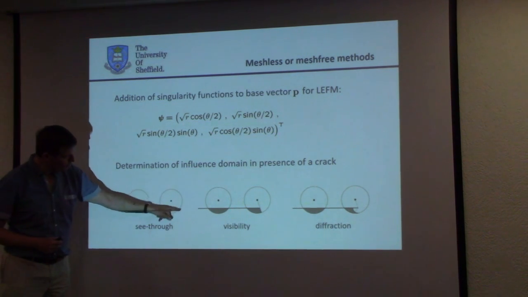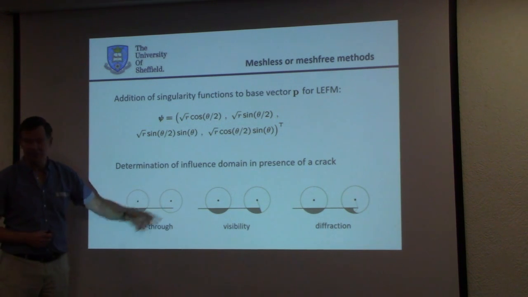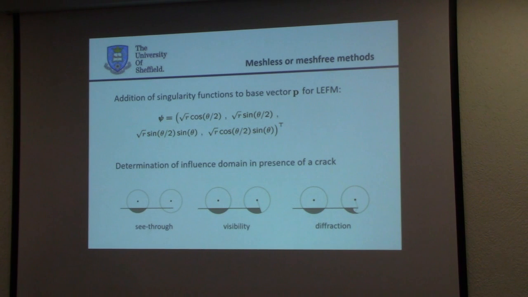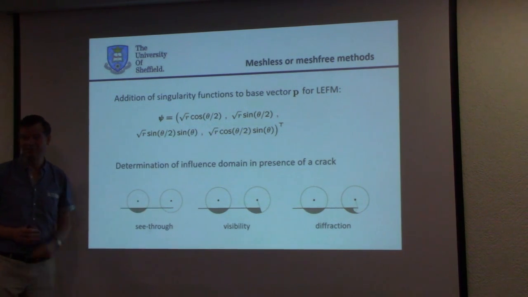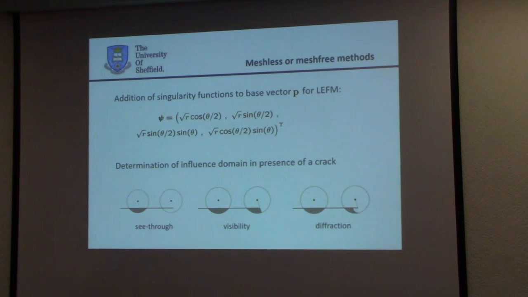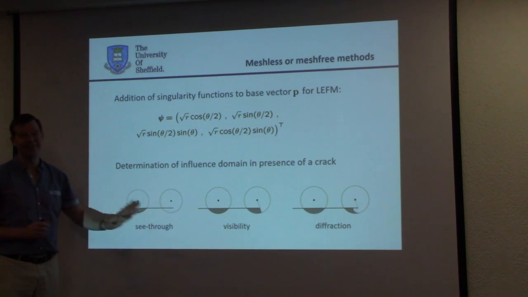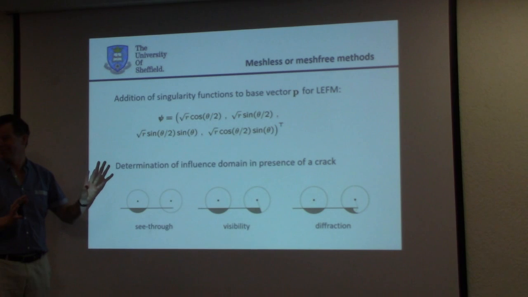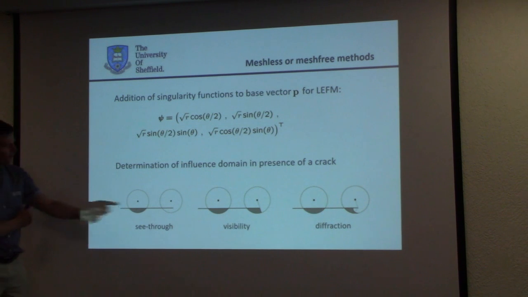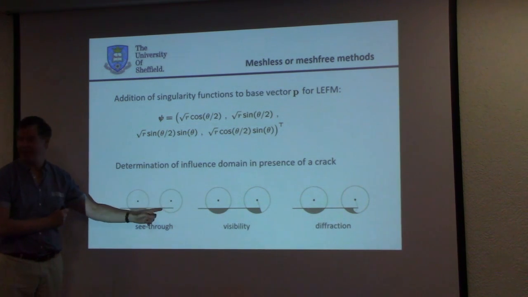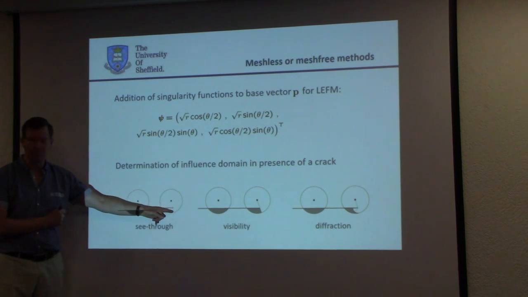But it becomes a bit more tricky when you have a crack that runs into part of a support. So, what do you do here? Well, they've come up with 3 solutions, neither of which is really good. One is just do as if nothing has happened. So this is the so-called see-through criterion, where you just integrate over the whole domain, as if this part contributes as much.